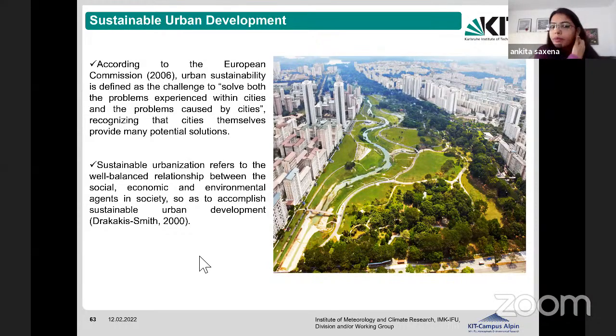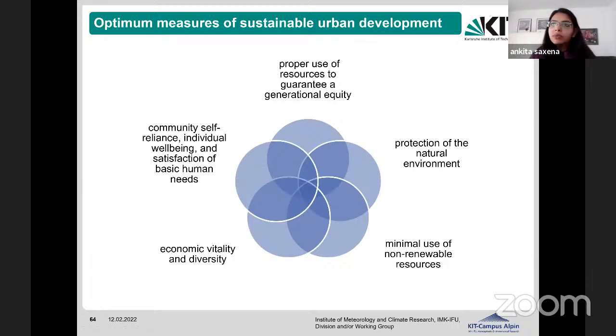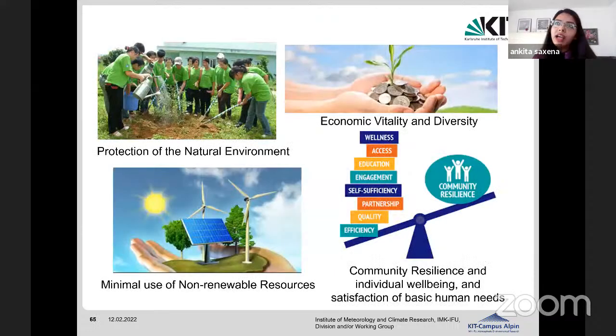And it helps in proper use of resources, guarantees generational equity. It protects our environment and also minimizes the use of non-renewable resources which cannot be generated further, and also stabilizes the economy. If we plan urbanization, then it also helps in reducing inequality. So this whole is to produce different sorts of scenarios which can help to build sustainable scenarios.